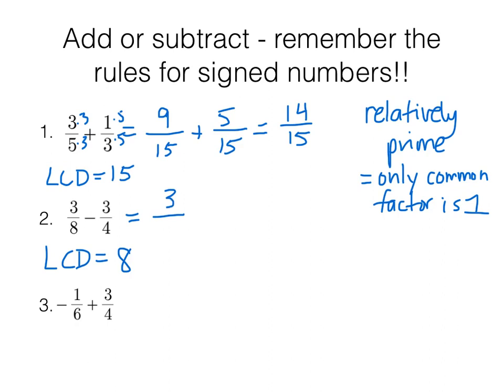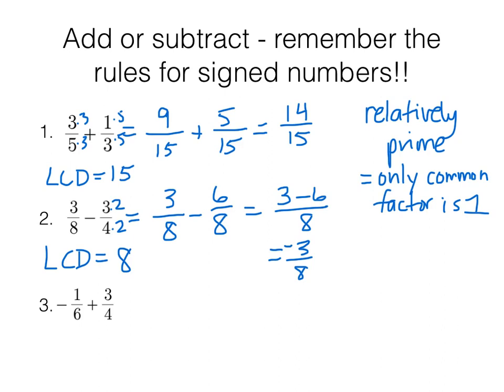So I have 3/8 minus how many 8ths? Well, what do we do to 4? To get 8, we multiply it by 2. So 3 minus 6 is what we're doing here over 8. 3 minus 6 is -3. So we have -3/8. And this is what we were talking about before.